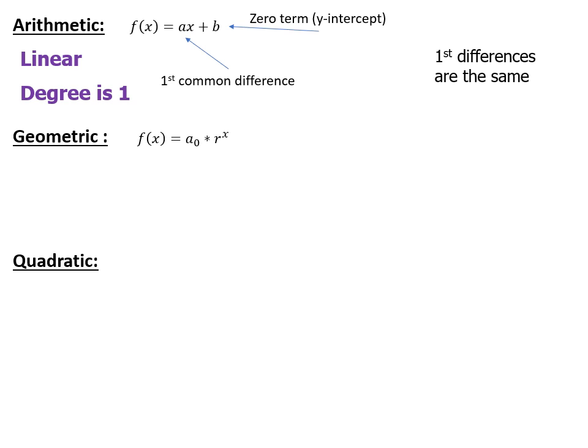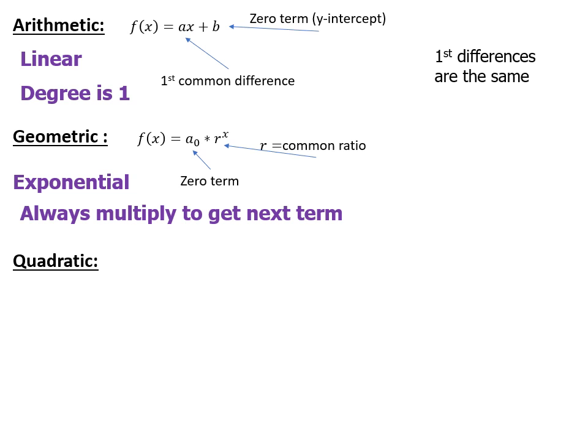Geometric, the form is f of x equals a sub 0 times r to the x. A sub 0 is the zero term. R is the common ratio. It's exponential. And we always multiply to get the next term.